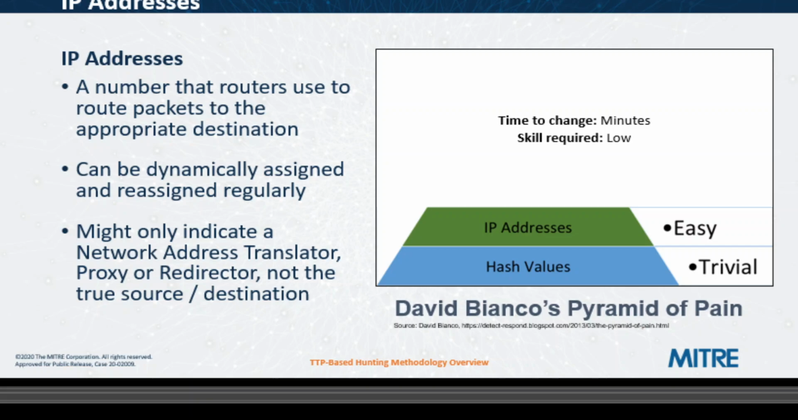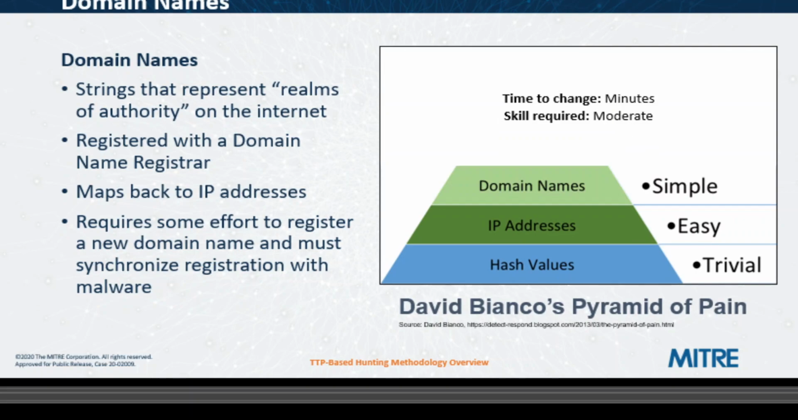They could be masked behind a network address translator or proxy. And so these are fairly unreliable indicators, and again can be easily changed by the adversary. The third lowest layer of the pyramid of pain is domain names.